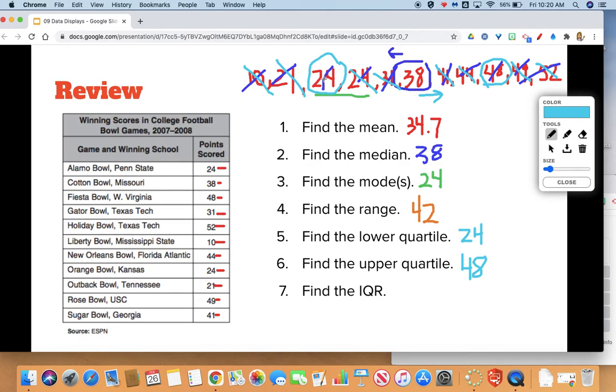Just a friendly reminder, if your median or quartiles come down to two numbers, you have to find the center of those two numbers. You can do that by adding them together and dividing by 2.